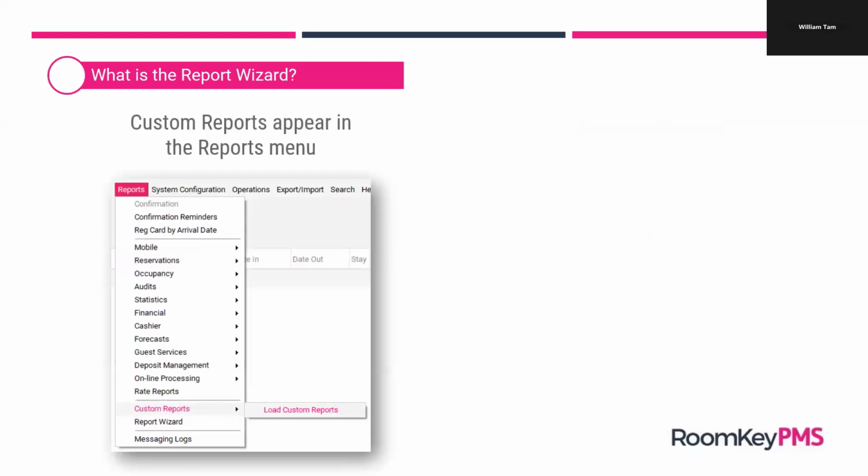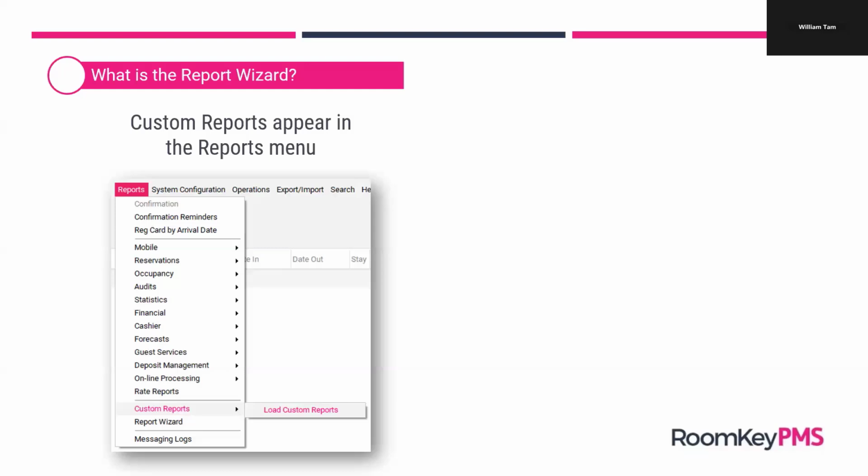So once you create reports in the report wizard, you will see them available in the custom report section of the reports menu. So when you click on reports, you'll see custom reports is a section at the bottom there. And in order to access the custom reports, you will have to select load custom reports first. Now you can control access to these custom reports based off of a clerk ID. So not all clerks need to have access to your custom reports.